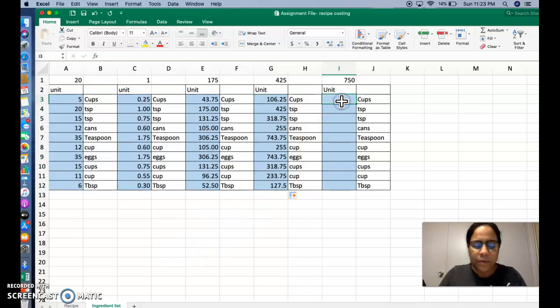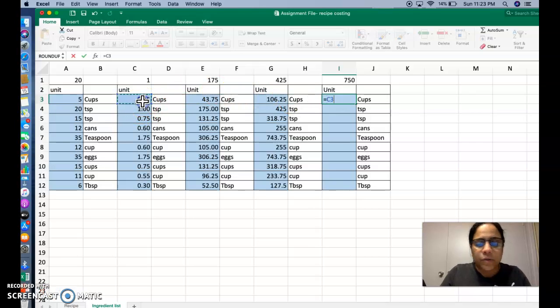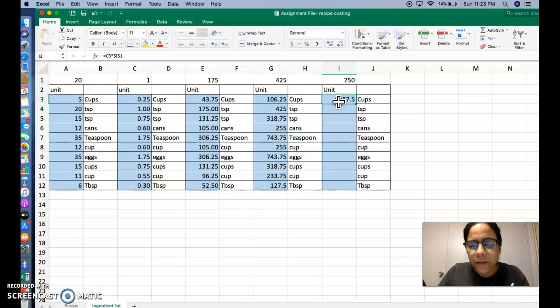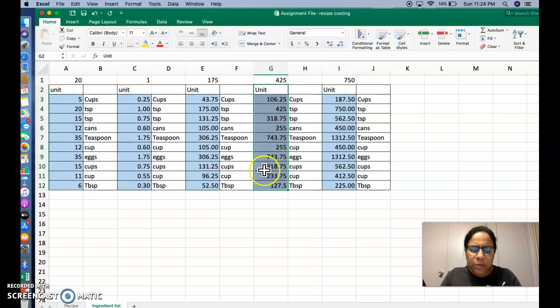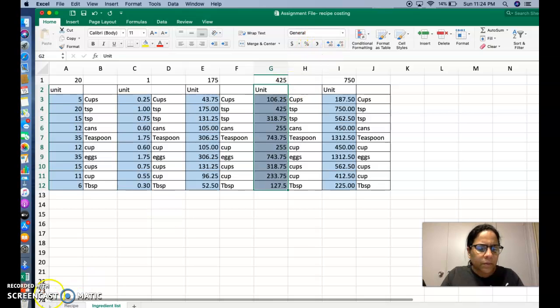Okay, and same here, equal sign, the unit for 1 times this, absolute cell reference, enter, and drag. We should always keep 2 decimal places, so let's do it like this. Okay, and here too. Here 2 decimal places. Some of them are, some of them are.